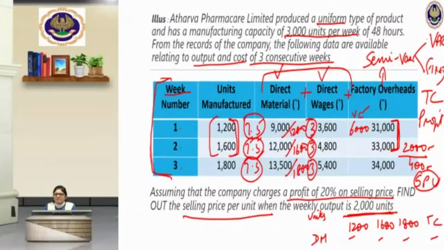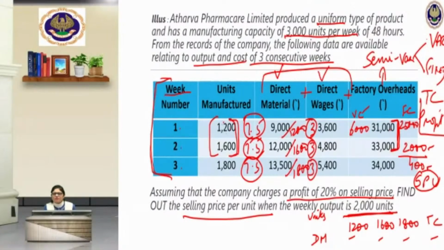So how much has to be the fixed proportion? 31,000 minus 6,000. Fixed proportion will be 25,000. How have we done it? We have taken the difference between the amounts and the difference in the units of the first and second week. So 2,000 divided by 400 units, 5 per unit, we have calculated the variable cost proportion. So 5 per unit, and the units are 1,200, so it will be 6,000. 31,000 minus 6,000 is the fixed cost.